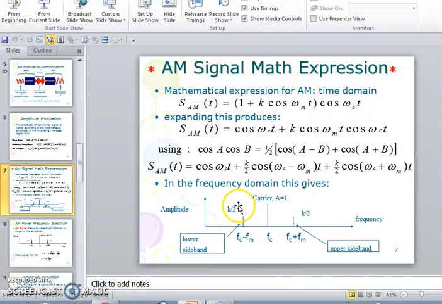We call this the spectrum of the AM signal, which consists of the carrier wave, lower sideband and upper sideband. Here, for the carrier wave, the amplitude A is equal to 1, the amplitude of the lower sideband is k by 2, and the amplitude of the upper sideband is k by 2, which is obtained from this expression.